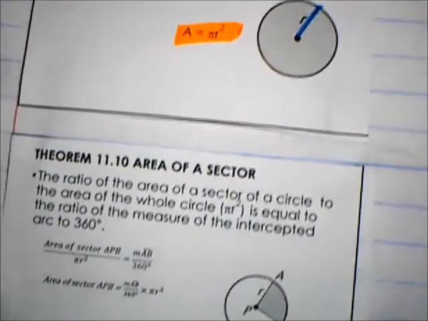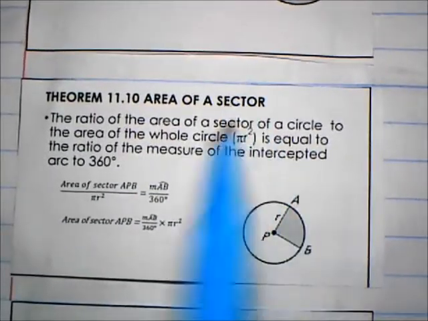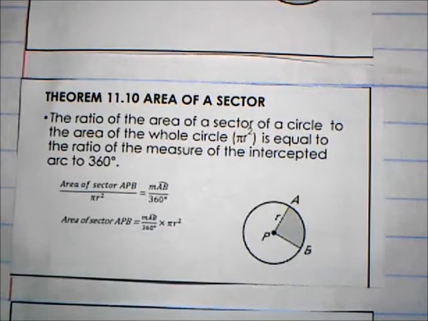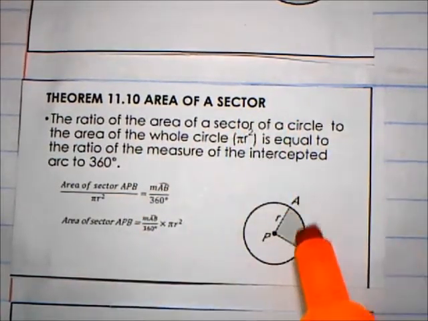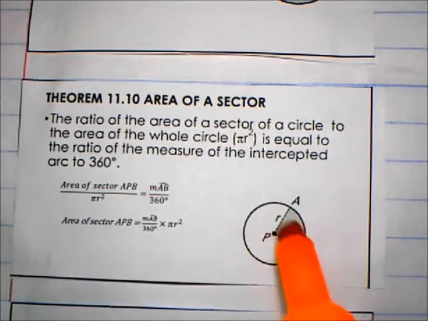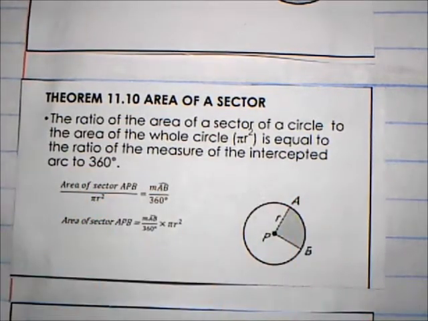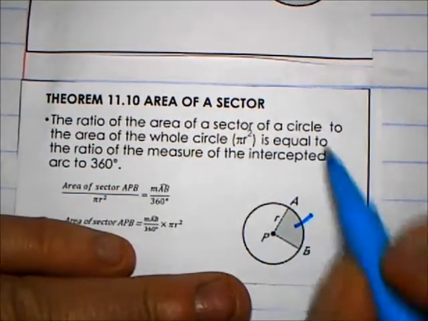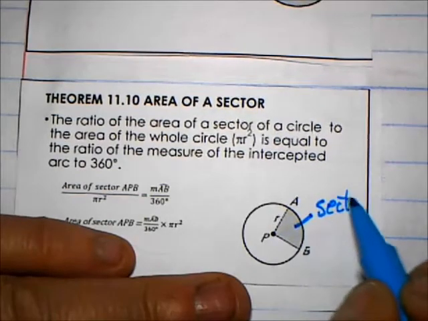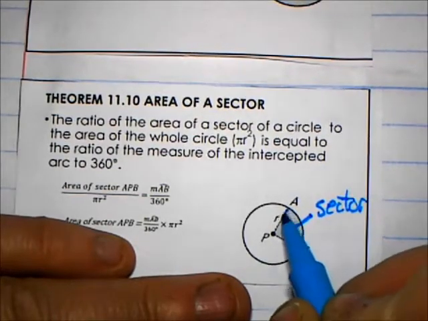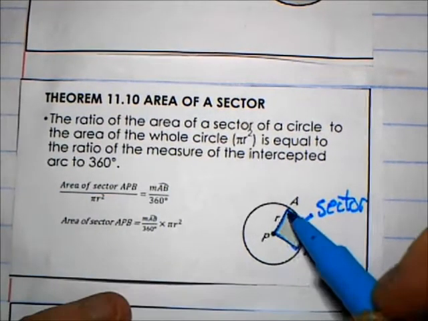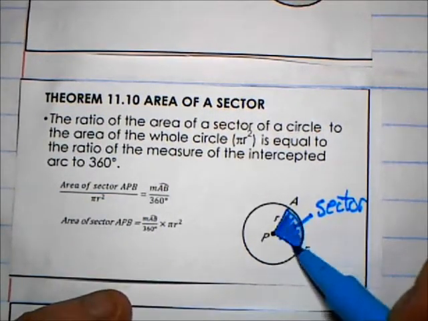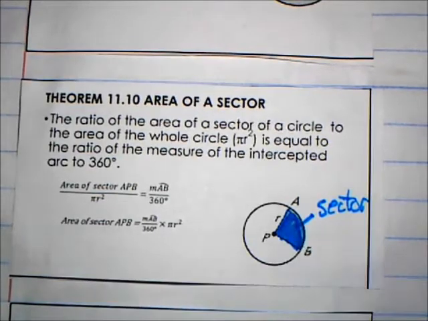Okay, and then theorem 11.10, area of a sector is, this is the ratio of the area of the sector. Realize a sector is just a wedge, looks like a piece of pizza or a piece of pie. That right there represents a sector, by the way. That little section right there represents a sector. So if I was to color that in, that's what that is pertaining to, that little wedge.